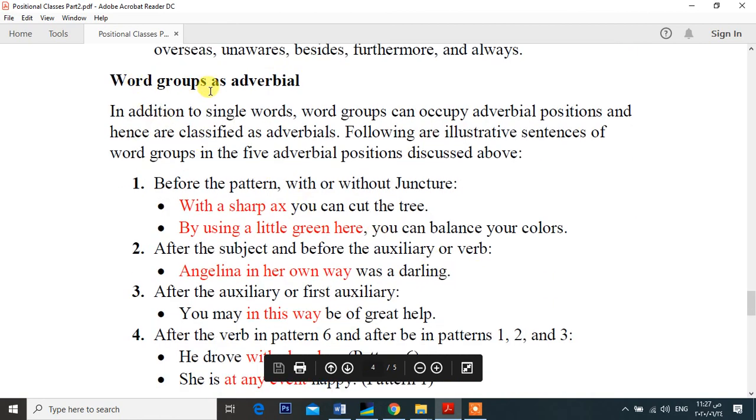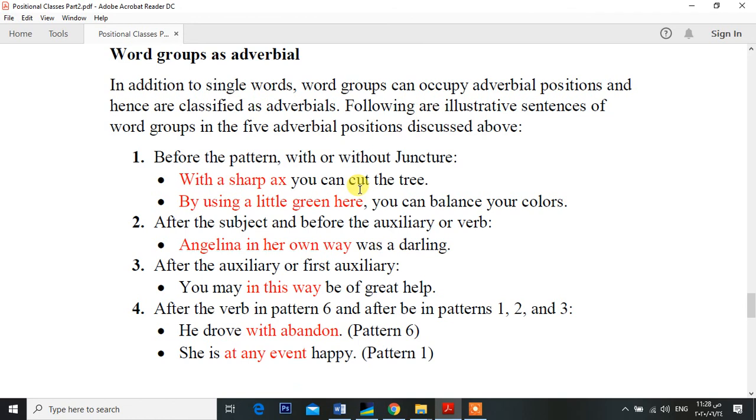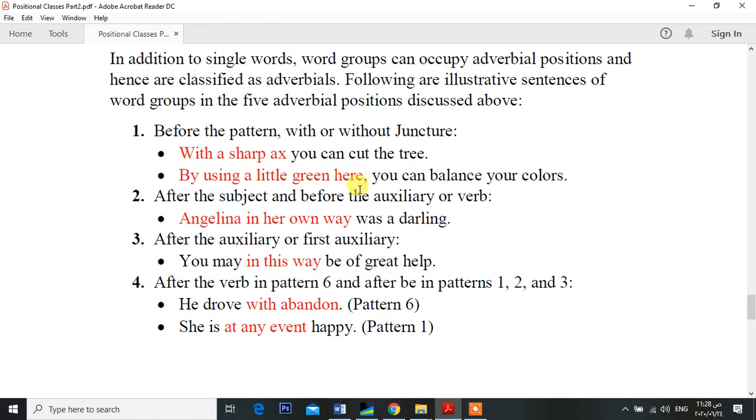Word groups as adverbials. Sometimes we have a word group regarded as an adverbial. In addition to single words, word groups can occupy adverbial positions and hence are classified as adverbials. Following are illustrative sentences of word groups in the 5 adverbial positions discussed above. Before the pattern, with or without juncture, just as we have studied before. But they are word groups, not just one word.